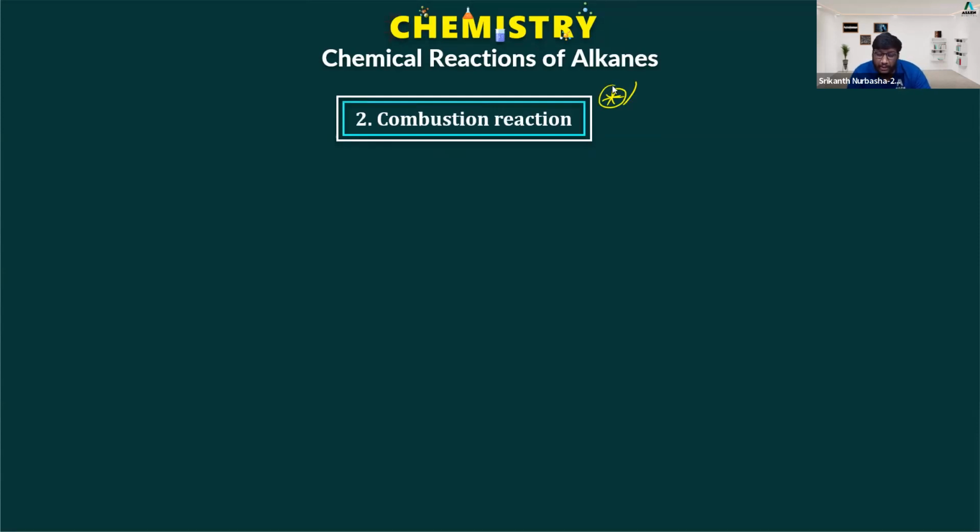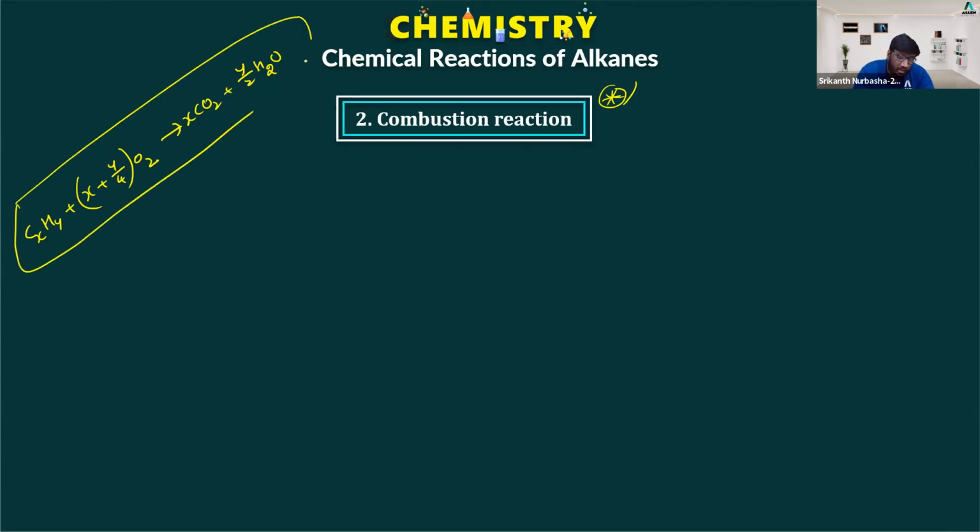So generally, if you try to do the combustion of alkane or any hydrocarbon, what is the general example? CxHy plus (x plus y by 4) O2 gives rise to x CO2 plus y by 2 H2O. This is nothing but your complete combustion reaction of any hydrocarbon of molecular formula CxHy.